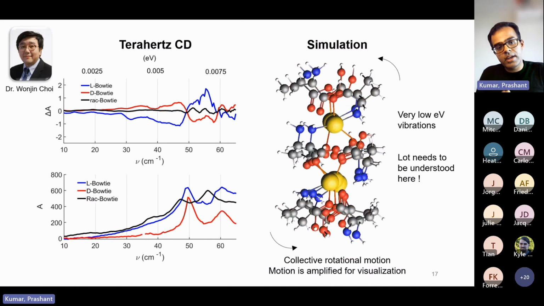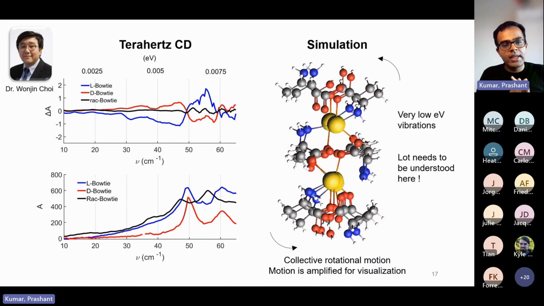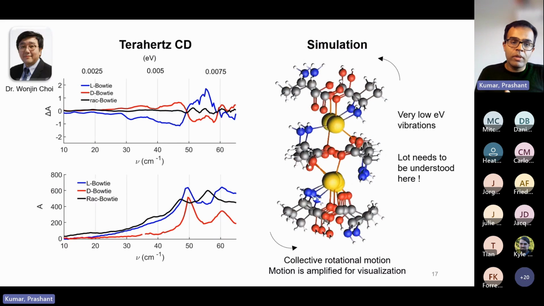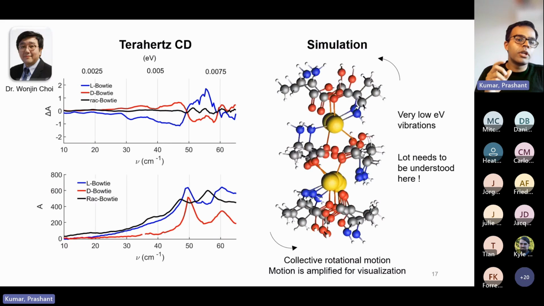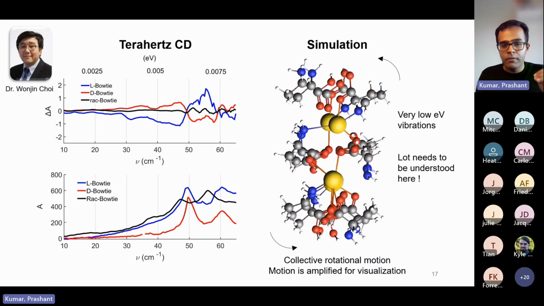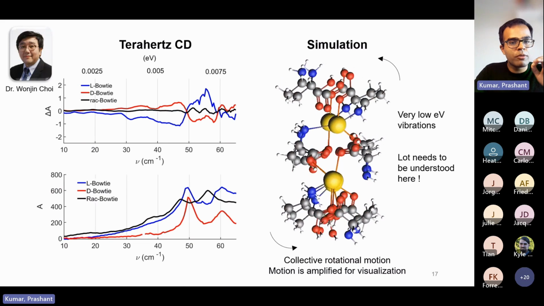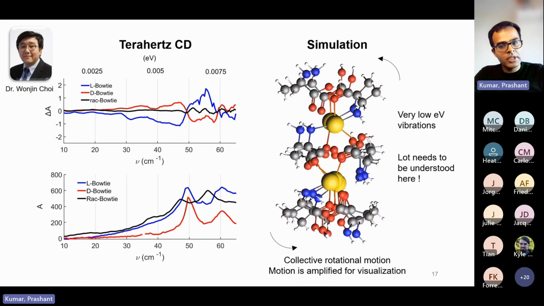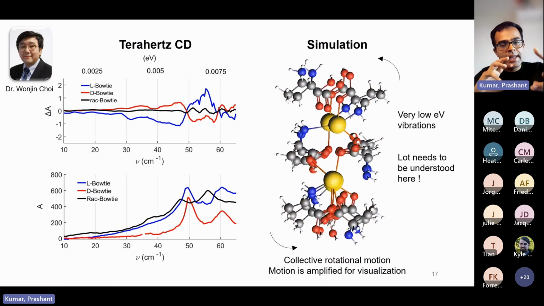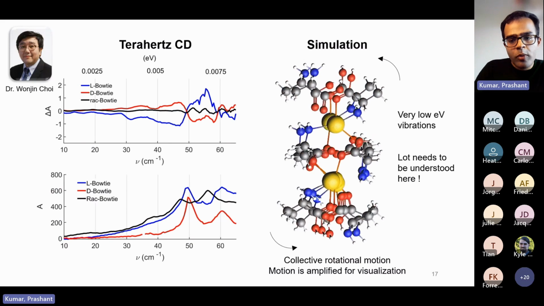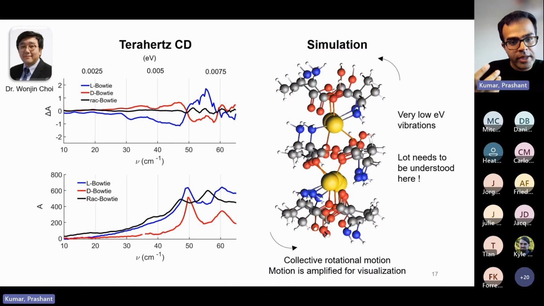So for that, we have a very nice system in our lab, in Kotov lab, where Dr. Wonjin Choi developed that system for measuring the terahertz circular dichroism of the material. And when we put this material under the terahertz circular dichroism spectrometer, we saw these very weak vibrations of about 7.5 milli eV, and they are actually mirror images of each other, which indicates that these collective vibrations are chiral in nature.